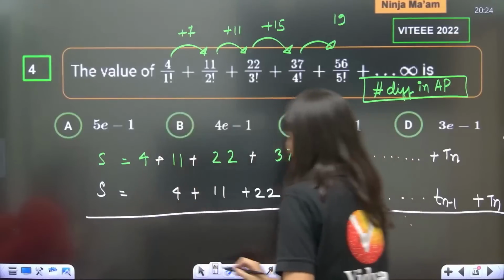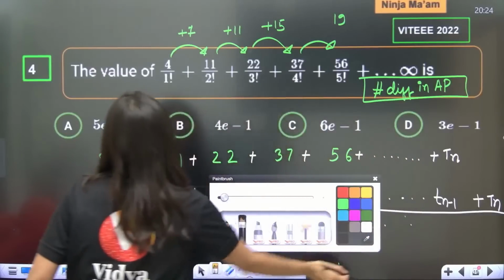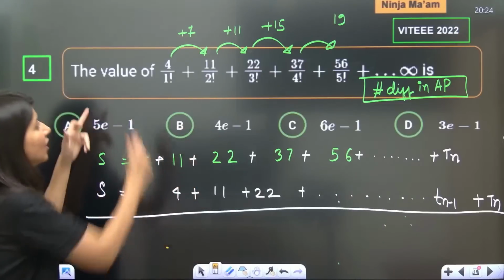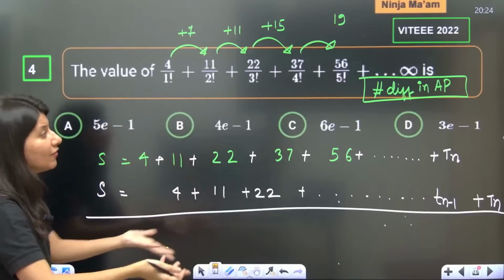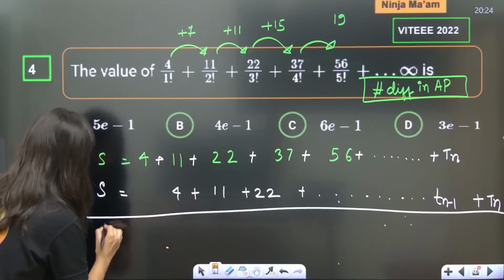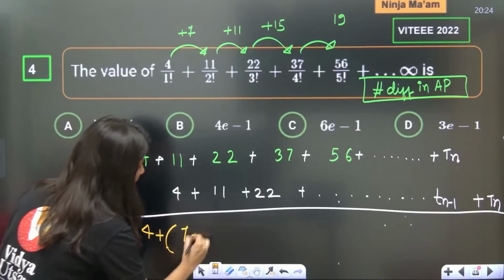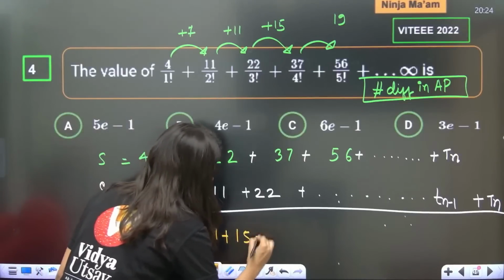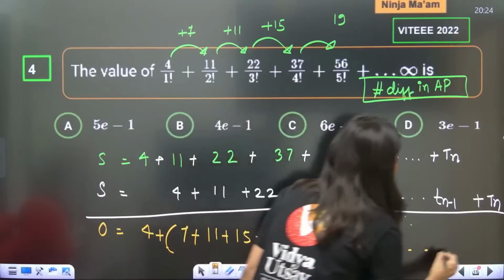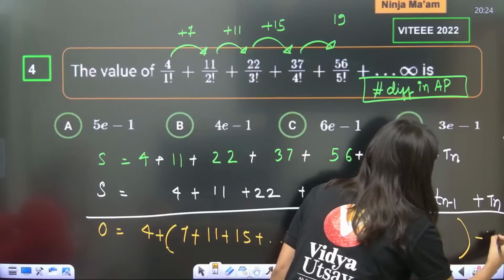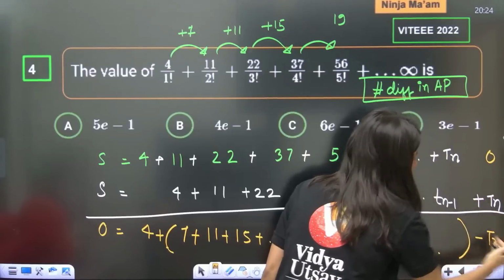You must be thinking, why ma'am? Why are you even writing the sum? Because the sum is different. No, I am just trying to find the general term of 4, 11, 22, 37 and 56. So 0 is equal to 4 plus, now 11 minus 4 is 7, then 11, then 15 and so on. If you keep on subtracting this minus this, you will get something. Minus Tn.